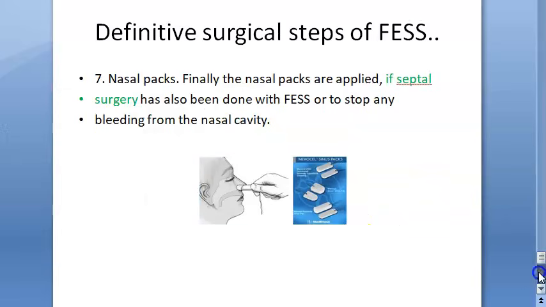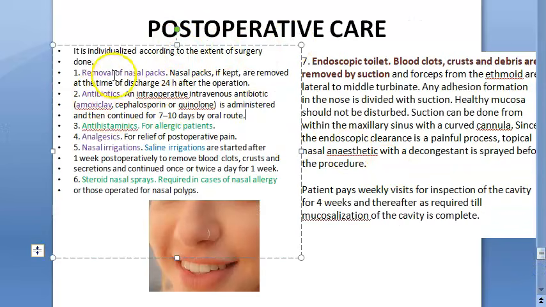Okay. So then what is the post-operative care? You will remove the nasal pack at the time of discharge the next day. Antibiotics, you will give IV amoxiclav, and then the same thing, or cephalosporins or quinolones. You will continue them by oral route for around 10 days. Antihistaminics, you will give only if the patient has some allergy history. Steroid nasal sprays, again if there's allergy history. Analgesics for pain relief. Nasal irrigation like saline irrigation, right, to remove blood clots, crusts and secretions.